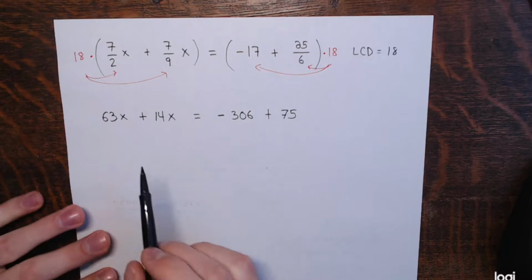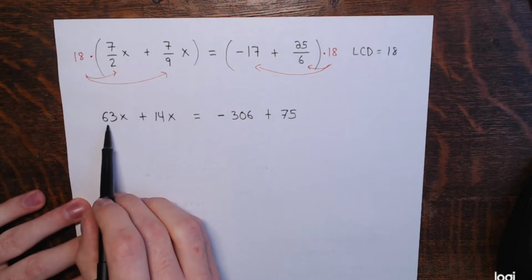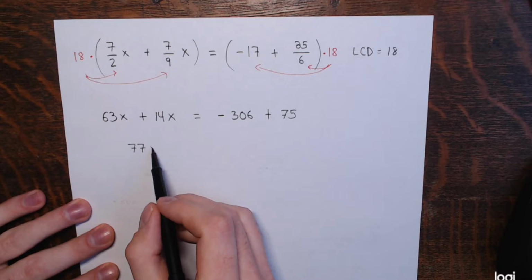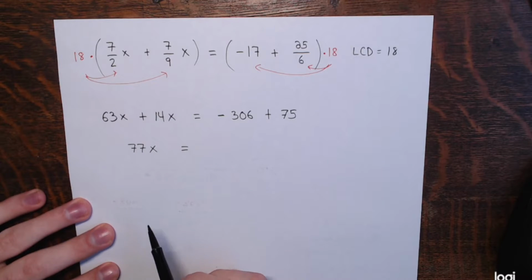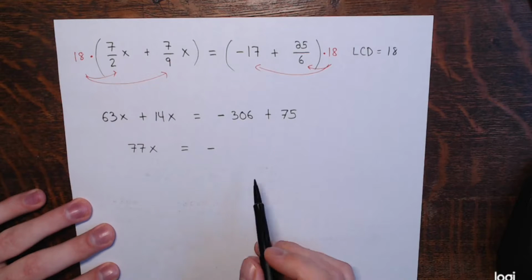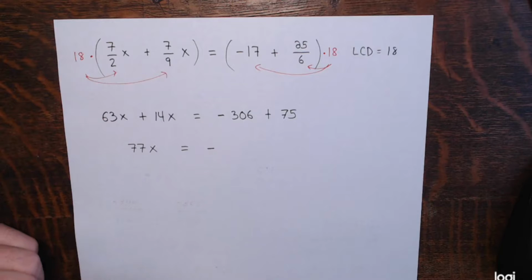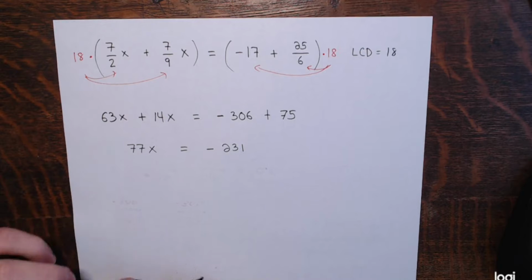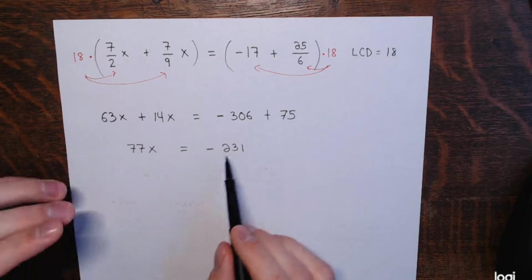Now if you combine the like terms on the left, 63x and 14x makes 77x. And then negative 306 plus 75, the negative number is bigger, so this will be negative. And the difference between 306 and 75 would be, let's see, 225, 231. Yeah, 231 and 75 make 306. So this would be negative 231.